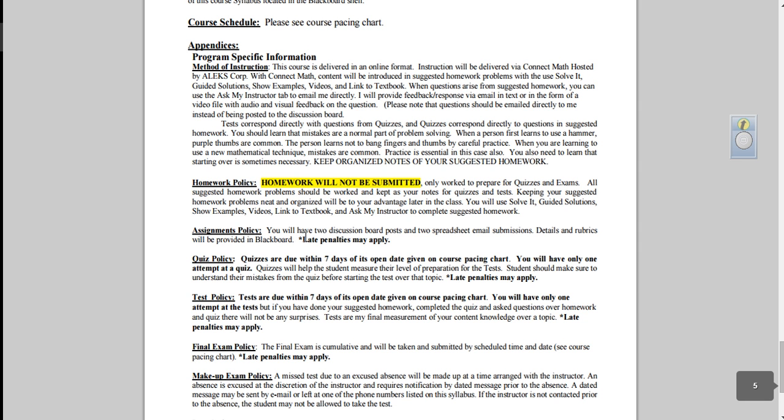We had a couple of assignments: 2 discussion board posts and 2 spreadsheets. Details and rubrics for those will come once I have those ready to go.